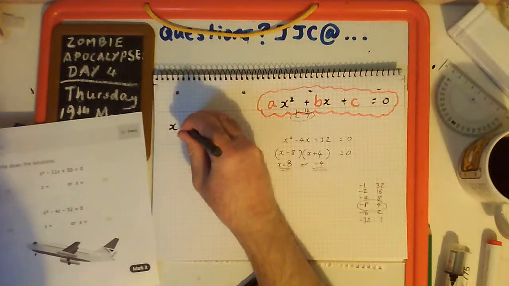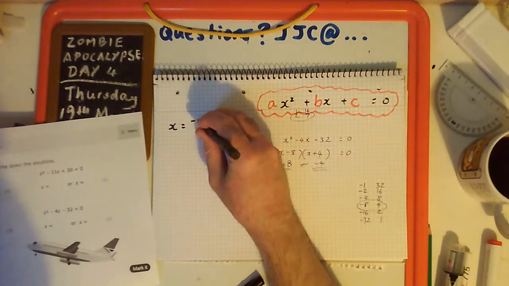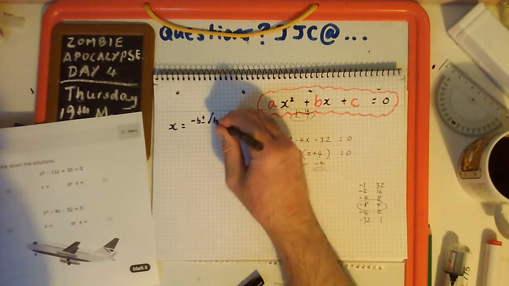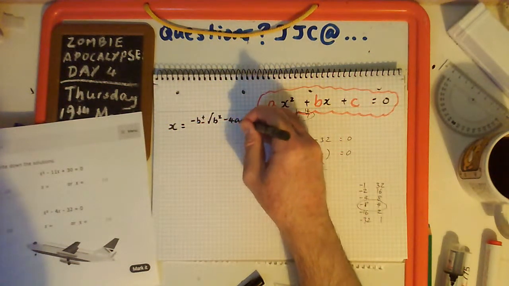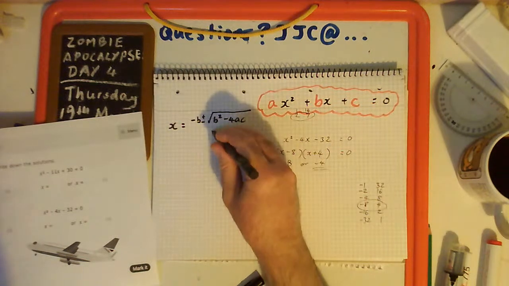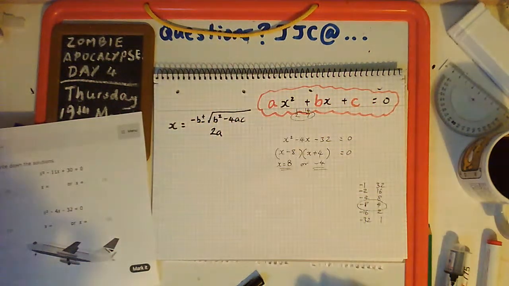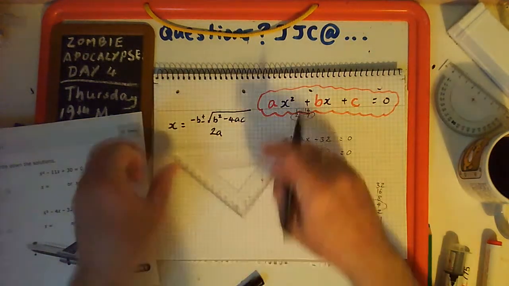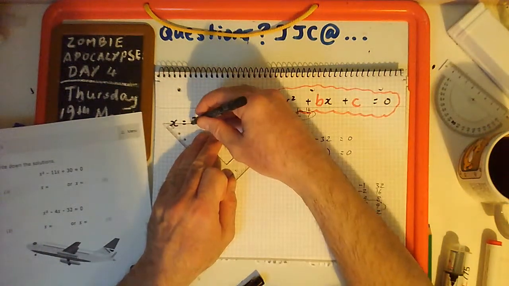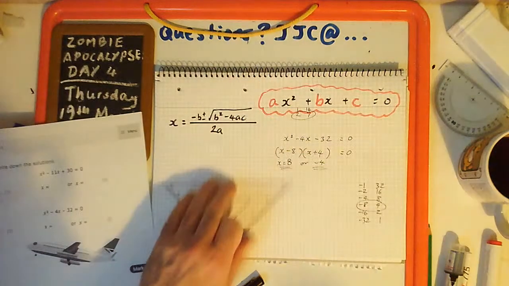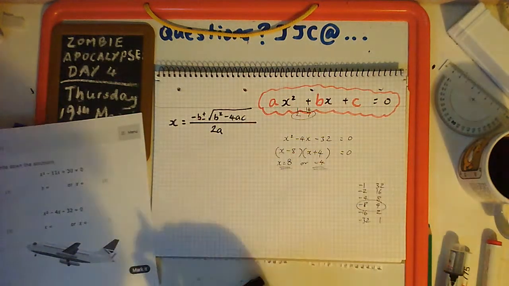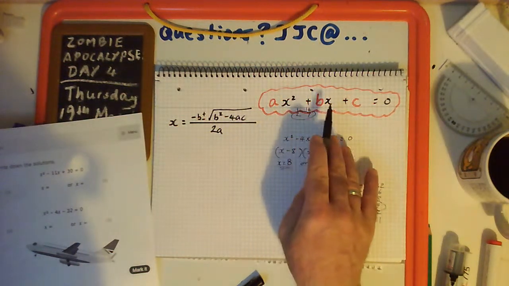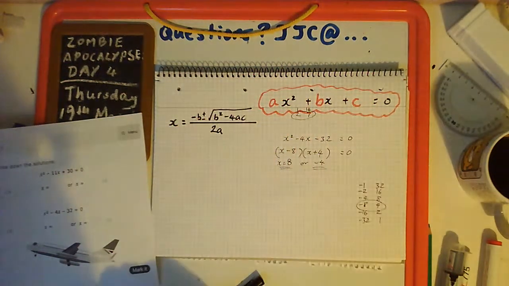And the formula is x equals, I had to learn this when I was your age, minus b plus or minus square root b squared minus 4ac all over 2a. So you get that on the formula sheets in most exams these days. So it's not something you have to learn, although it doesn't do you any harm to do so. So the a, b, and c are just the numbers that are in front of x squared and x and the number on the end.